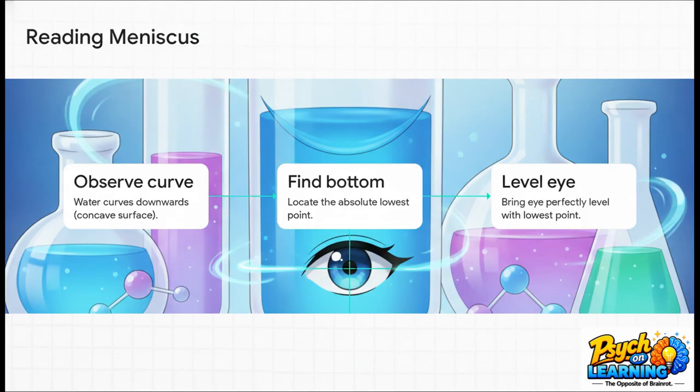If you look really closely at water inside a measuring cylinder, the top surface isn't actually flat. It curves downward slightly, clinging to the sides of the glass. This curved surface is called a concave meniscus. To get a truly accurate reading, you must not look from way above it or way below it. You have to bring your eye perfectly level with the absolute lowest point of that downward curve. That bottom center point is where you read the true volume.